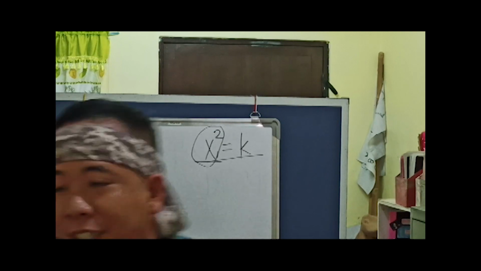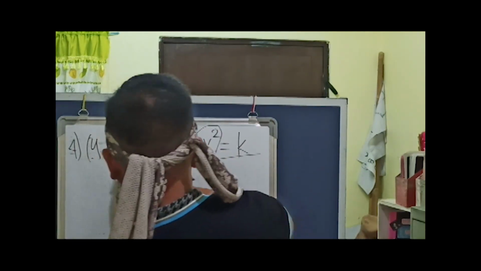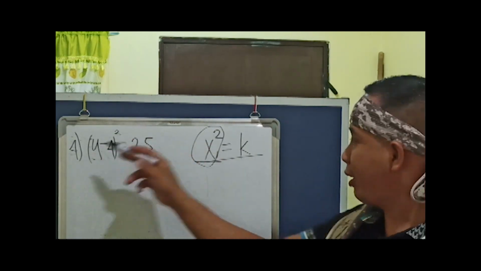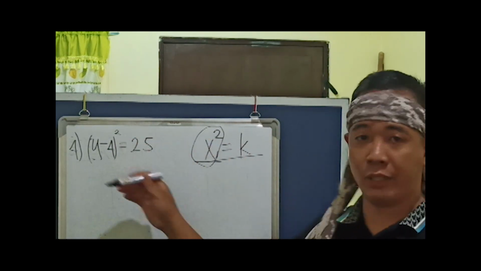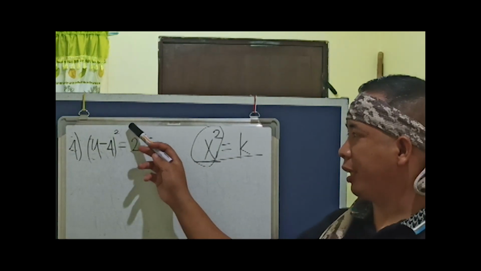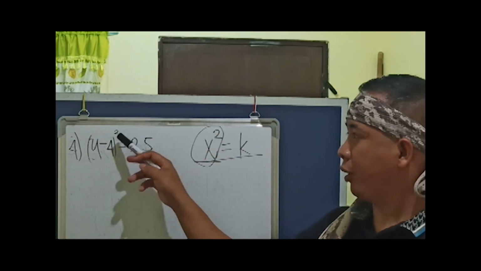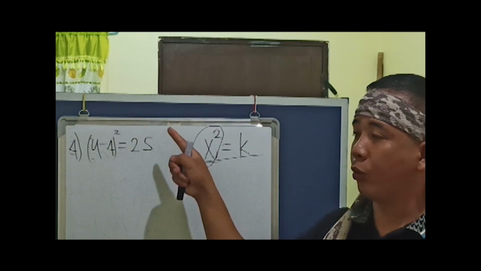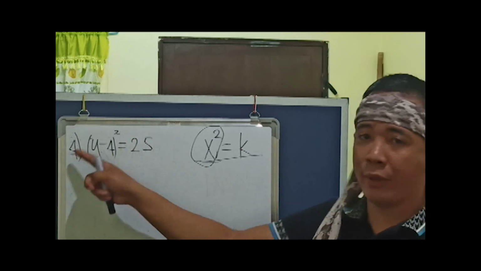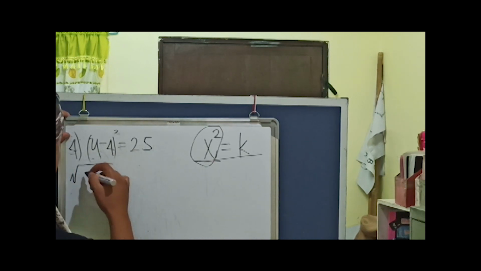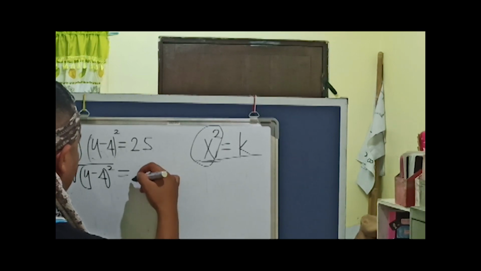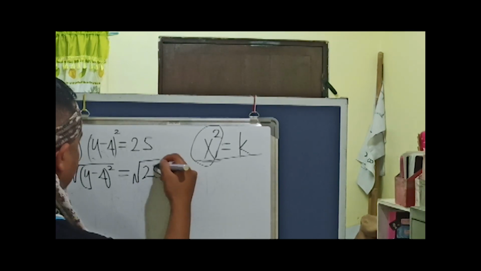Going back to reality, we have y minus 4 squared is equal to 25. It follows the form x squared equals k, as I explained earlier. One of the guarantees that it's a perfect square is this exponent 2, that this whole quantity is being raised to the exponent 2. Now, since we are sure that this is a perfect square, we can extract the root. So, we can have the square root of the quantity y minus 4 squared is equal to the square root of 25.